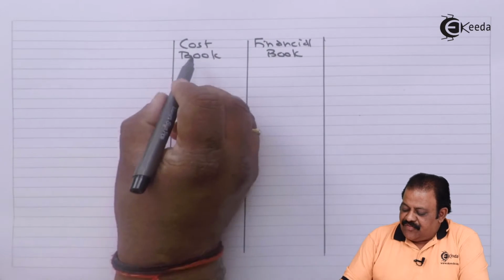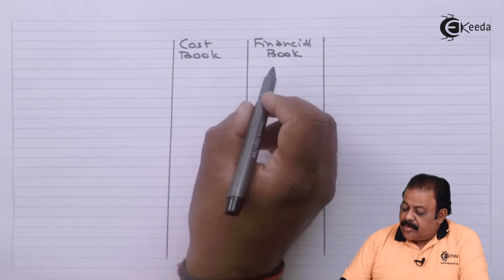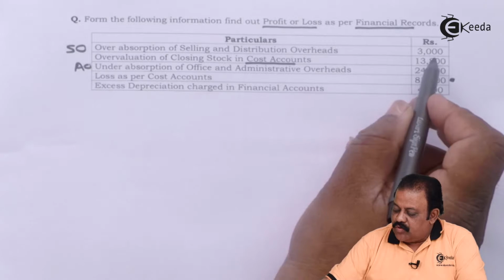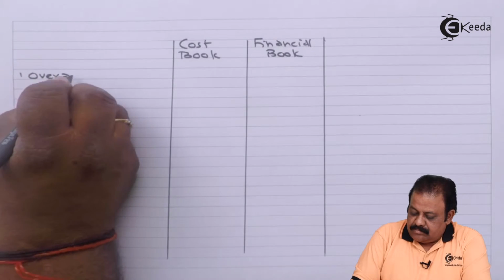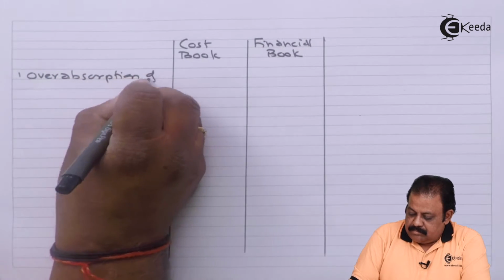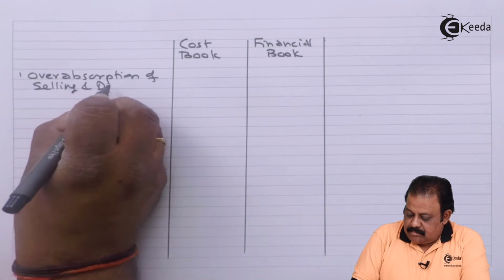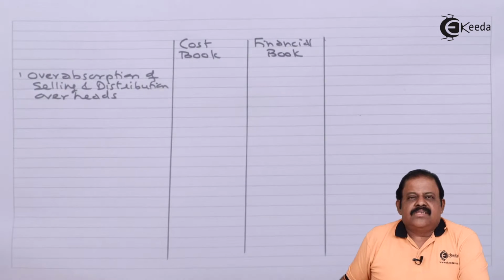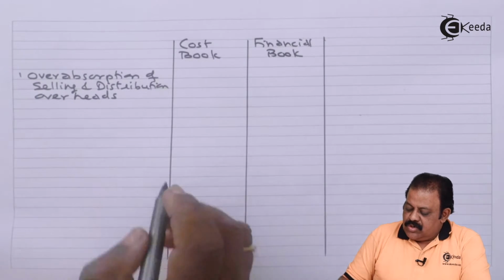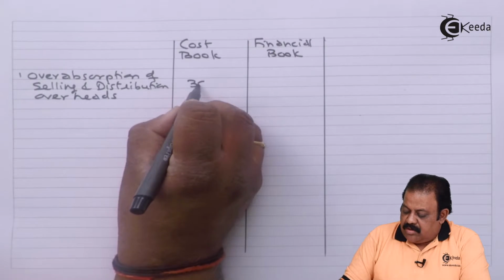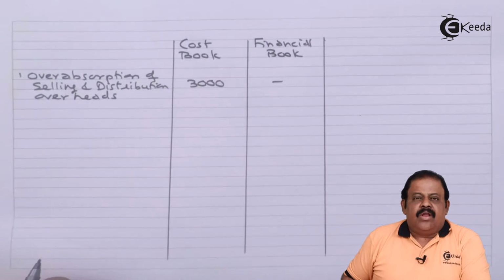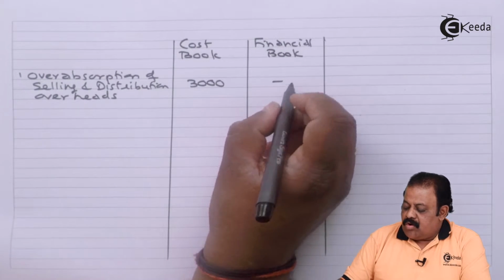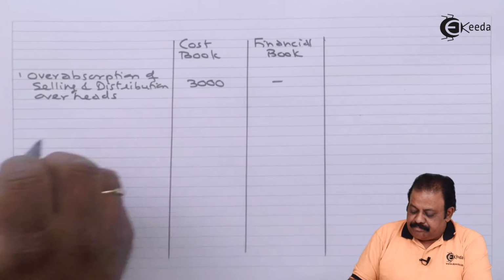So that has been taken as the first amount column and the second column is taken as financial book amounts. Over absorption of selling and distribution overheads 3000. So this has been taken more in cost book, so we'll put this 3000 figure in cost book column. In financial column it will be nil. That means whatever amount is actually paid in financial book, in cost book we have shown 3000 more.